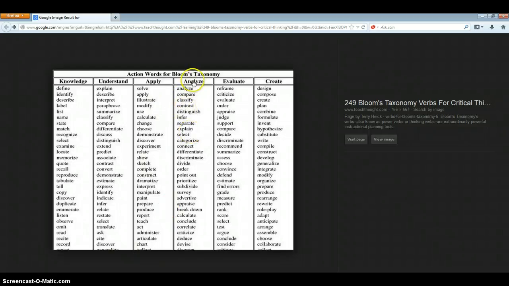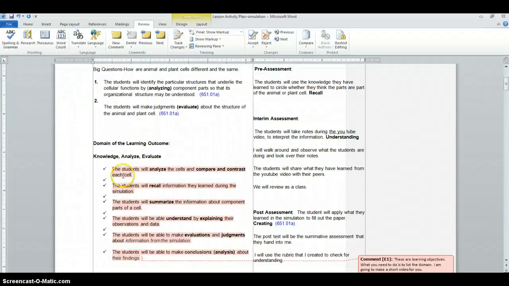So it means your domain is what? Is analysis. So under the analyze domain or analysis domain. Let me go back. So if you're looking at this one as your objective, it means this objective is under analysis. So this one is under analysis, but compare, contrast fall under analysis or analyze.